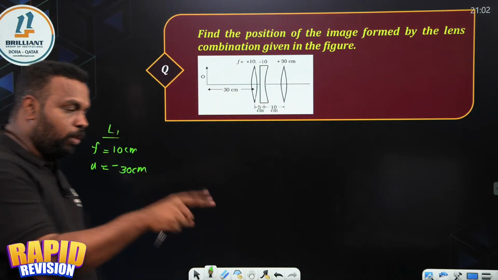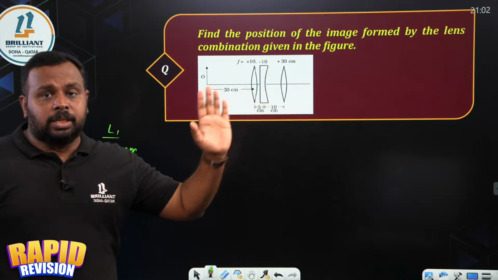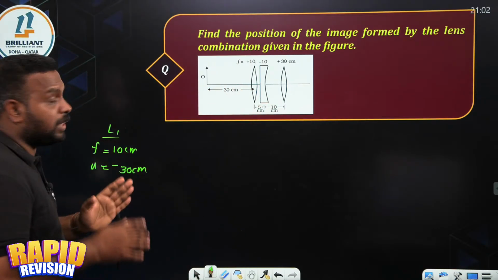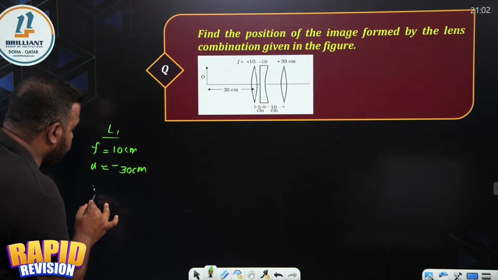Okay, the image formed by the first lens will behave like an object for the second lens, and so on. That's the trick of this, but you need to be very careful about the sign. Using this you can find the V value.